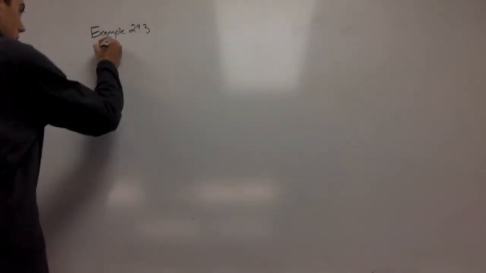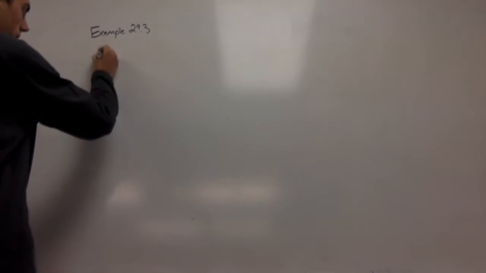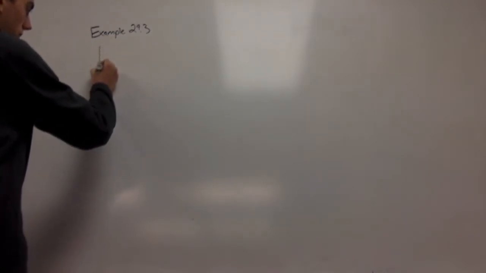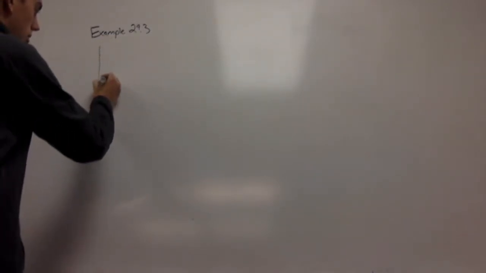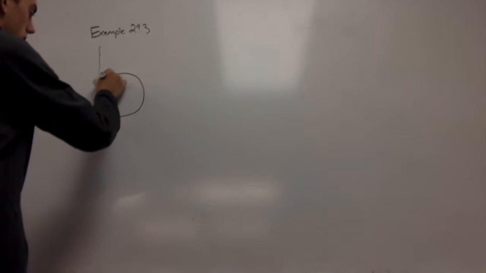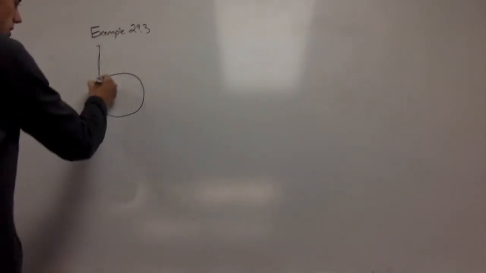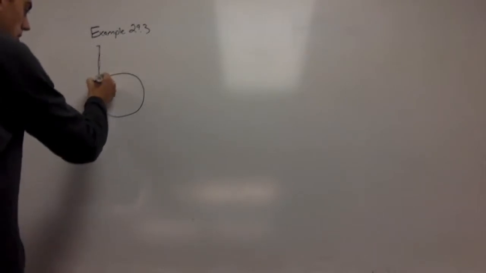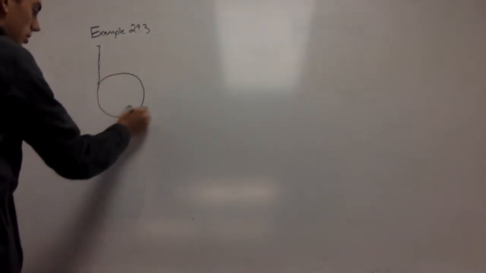Hey guys, today I'm going to be doing example 29.3 from the textbook. Basically what we have is a beam of electrons moving and then entering a circular field, kind of like that. So we have two different parts here as the electrons are moving from here to here, and then they're entering this field that's going around like that.